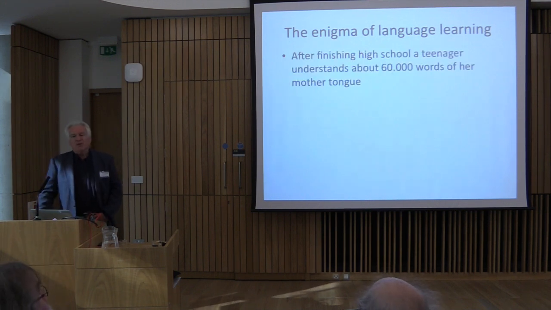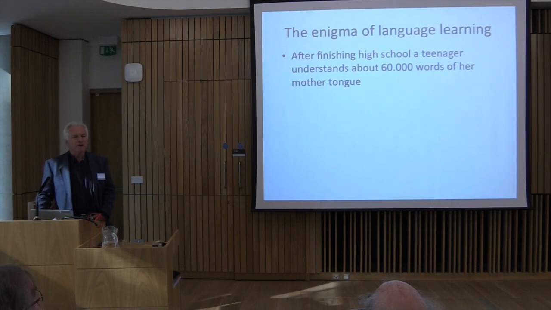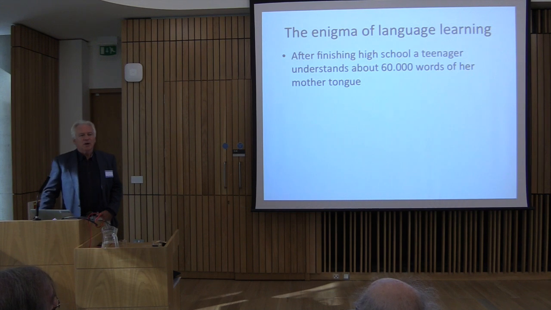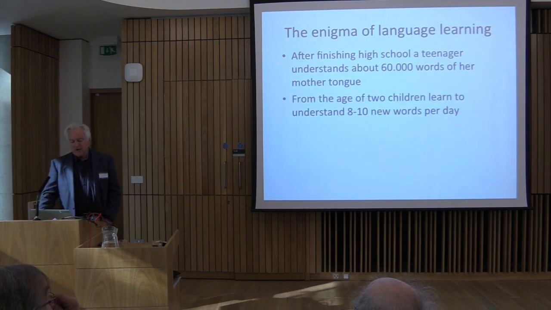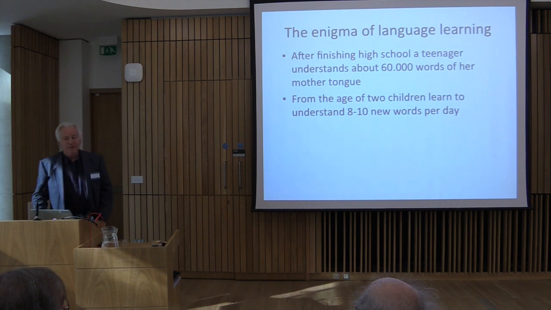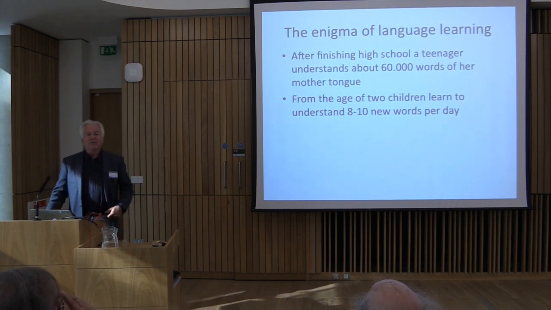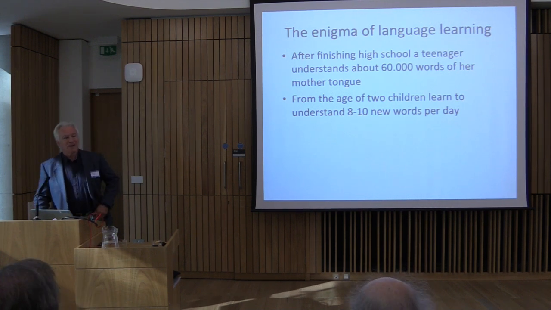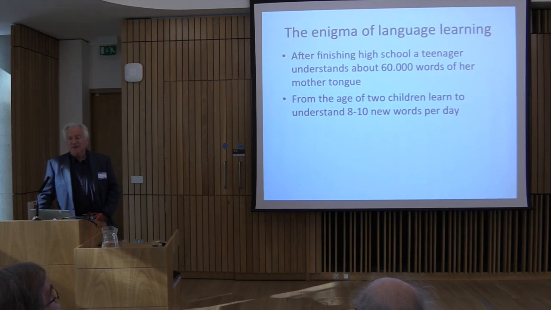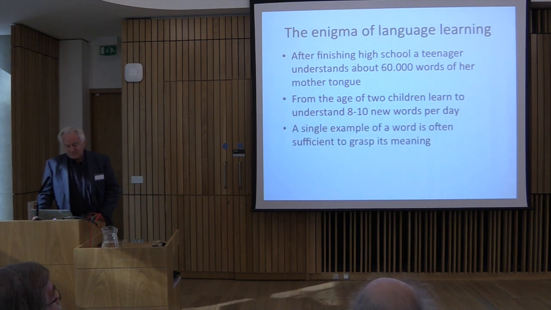If you look at an ordinary child, they grow up and learn a language, or several languages. Normally, a teenager who finishes high school understands about 50 to 60,000 words of her language. They don't use them all actively, but they understand the meaning of these words. If you count backwards, that means they learn to understand 8 to 10 new words per day. It's almost one per hour of waking time. So this learning is extremely quick.